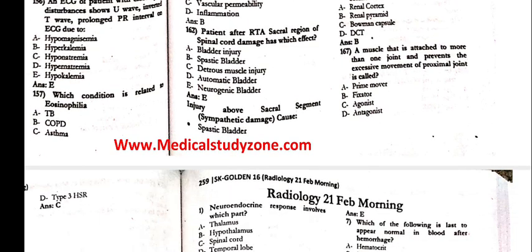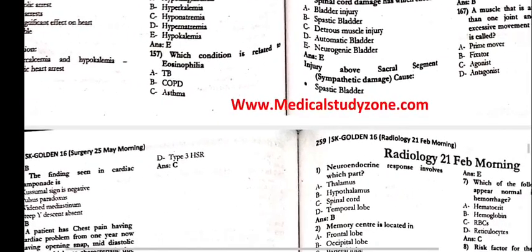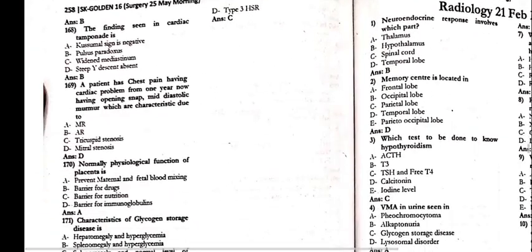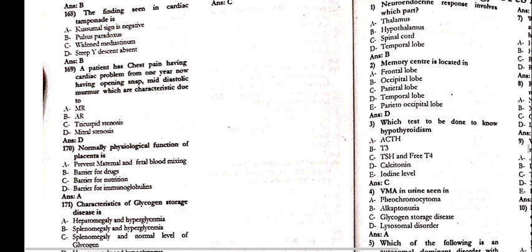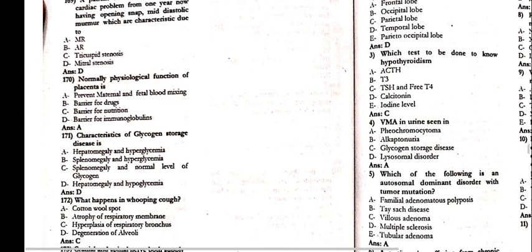167, a muscle that is attached to more than one joint and prevents the excessive movement of the proximal joint is called as the fixator. Next 168, the finding seen in the cardiac tamponade is the pulsus paradoxus beta. Patient has the chest pain having the cardiac problem from 1 year now have opening snap mid diastolic murmur. It is the characteristic of the mitral stenosis.